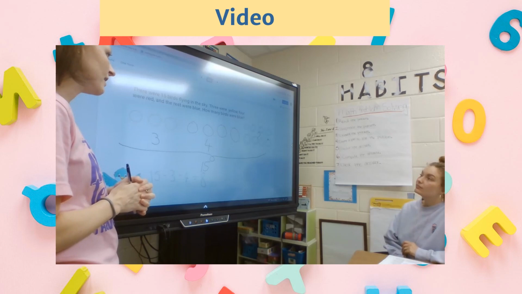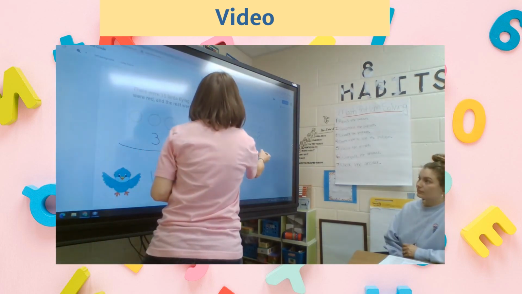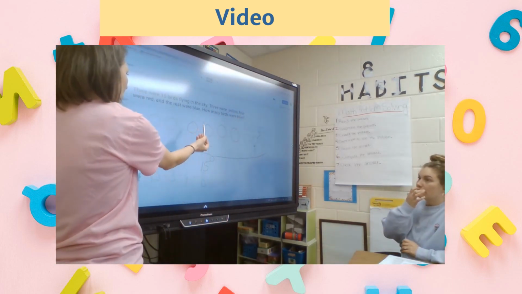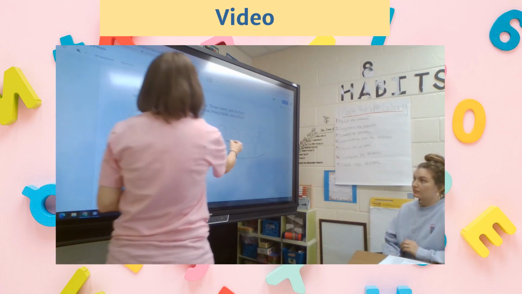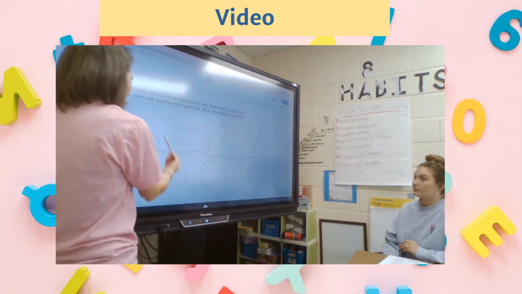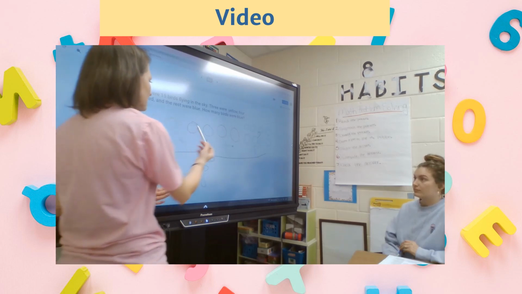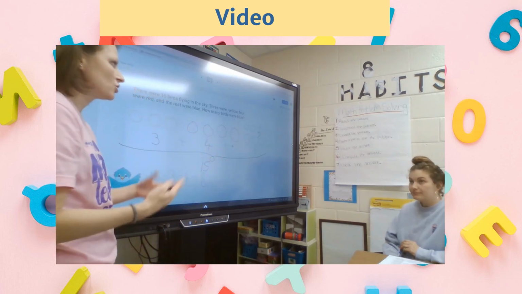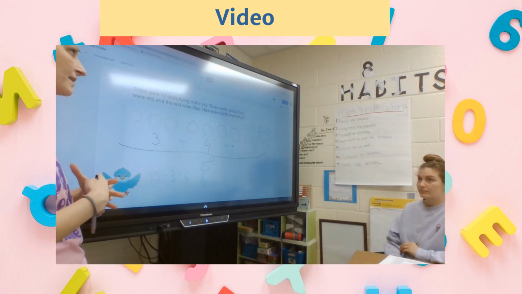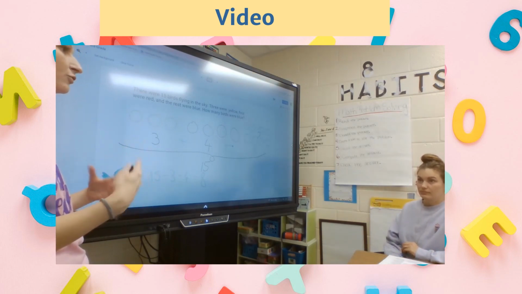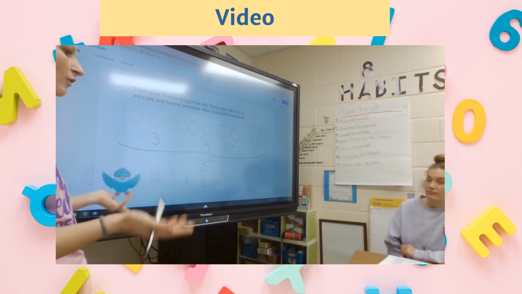So how do I check the answer? Well, if I know that I have 3 yellow, 4 red, and 8 blue, if I add all together, I should have 15. So 3 plus 4 equal with 7, 7 plus 8 equal 15. So I solved the problem. So those are the steps that I have to follow to solve our word problem.